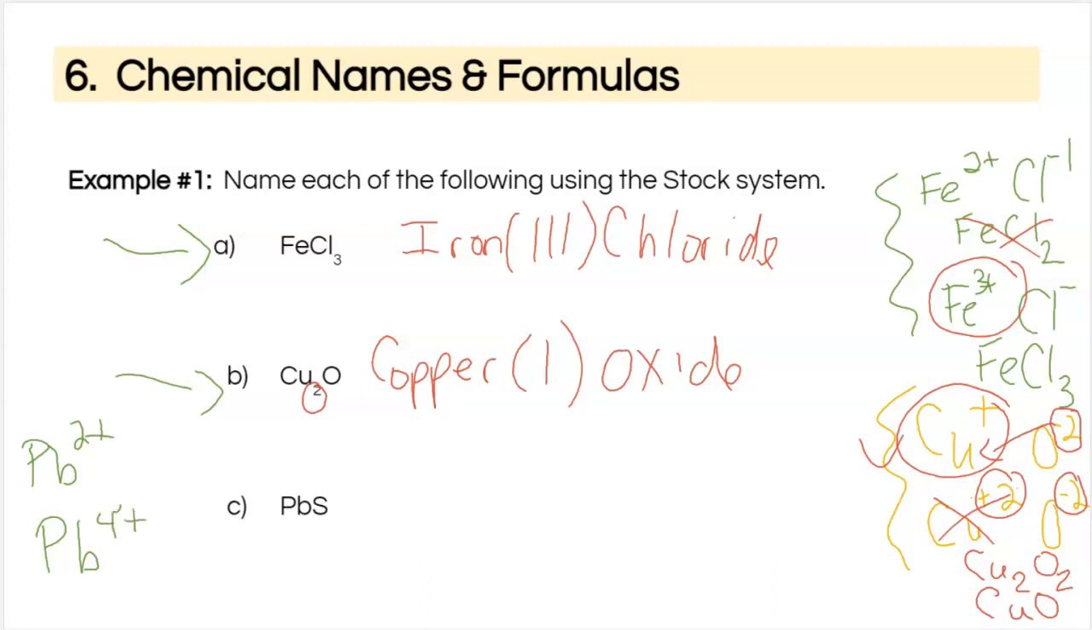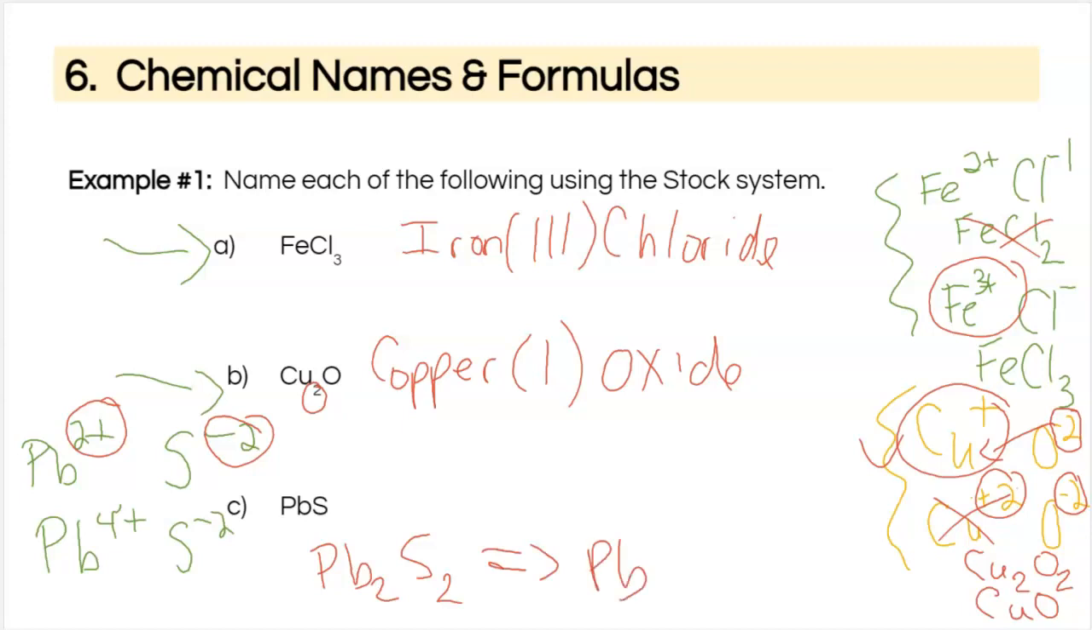And in this case, I am combining it with sulfur anions, and sulfur anions will have a -2 charge, right? So if I were to cross Pb2+ with S2-, that is going to give me Pb2S2, which I want to reduce to PbS.